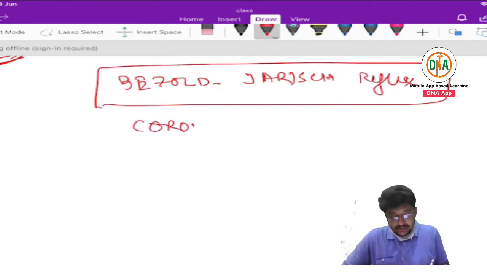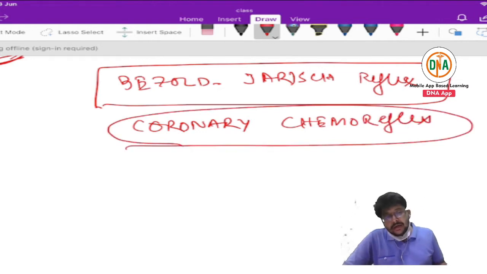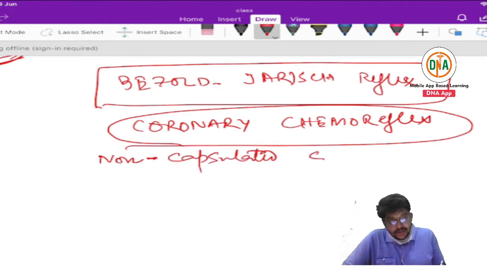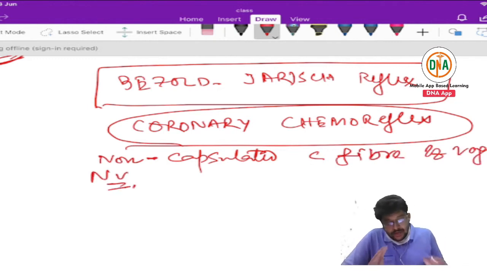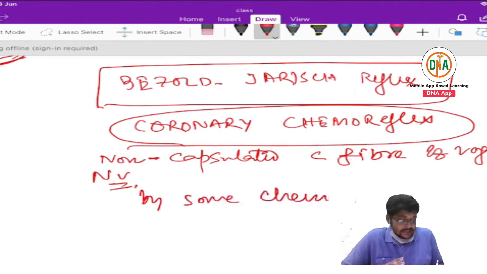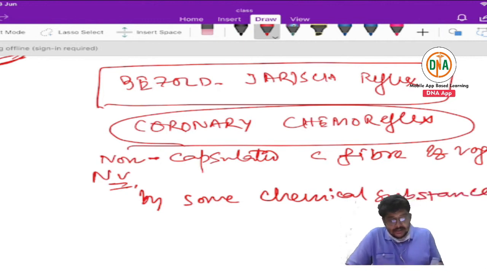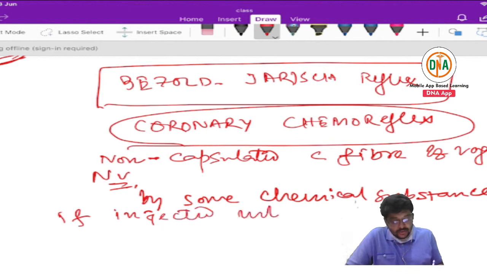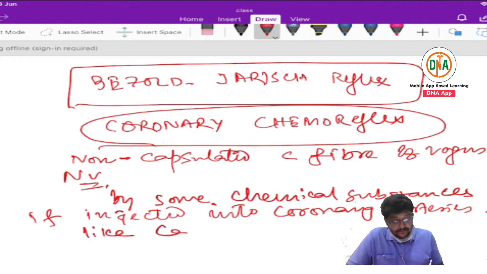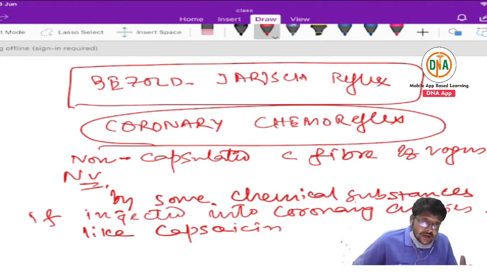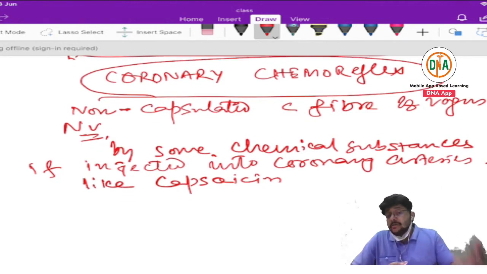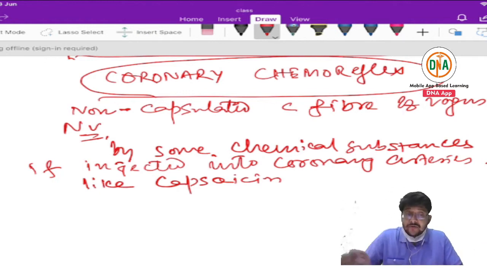Bezold-Jarisch is the coronary chemoreflex. It is stimulated by non-myelinated C fibers of the vagus nerve. So basically, it is stimulated by some chemical substances if injected into coronary arteries, chemical substances like capsaicin. In a clinical scenario, we can find the Bezold-Jarisch reflex to be activated during coronary angiography. The angiographic dye can do this.